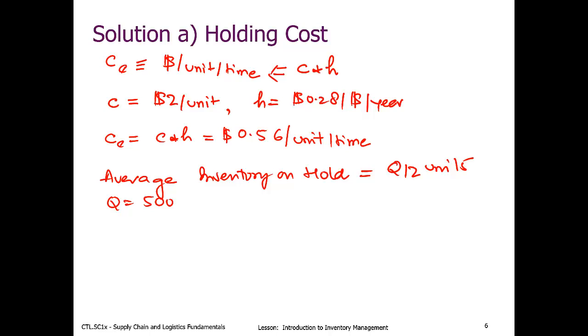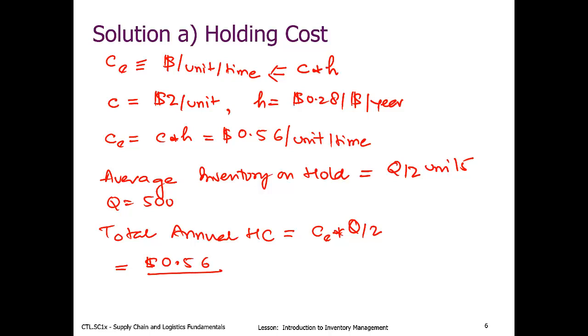If we know this, can we calculate the total annual holding cost? Yes, should be straightforward. So let's calculate the total annual holding cost, which now becomes CE times inventory on hold, which is, you have your $0.56 per unit time times your average inventory, which is 250 units, and this gives us $140 per time being a year. We get our annual holding cost for this item.